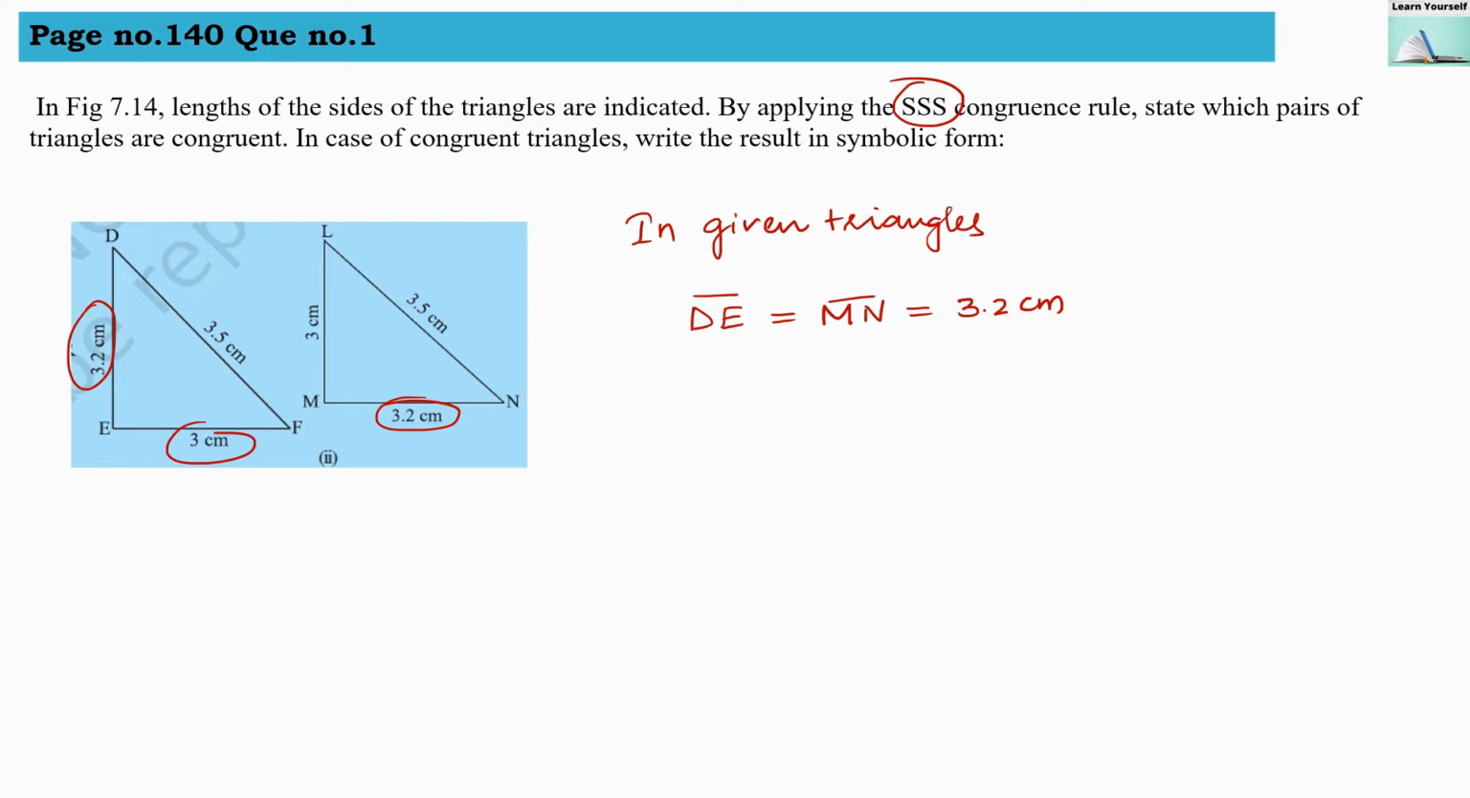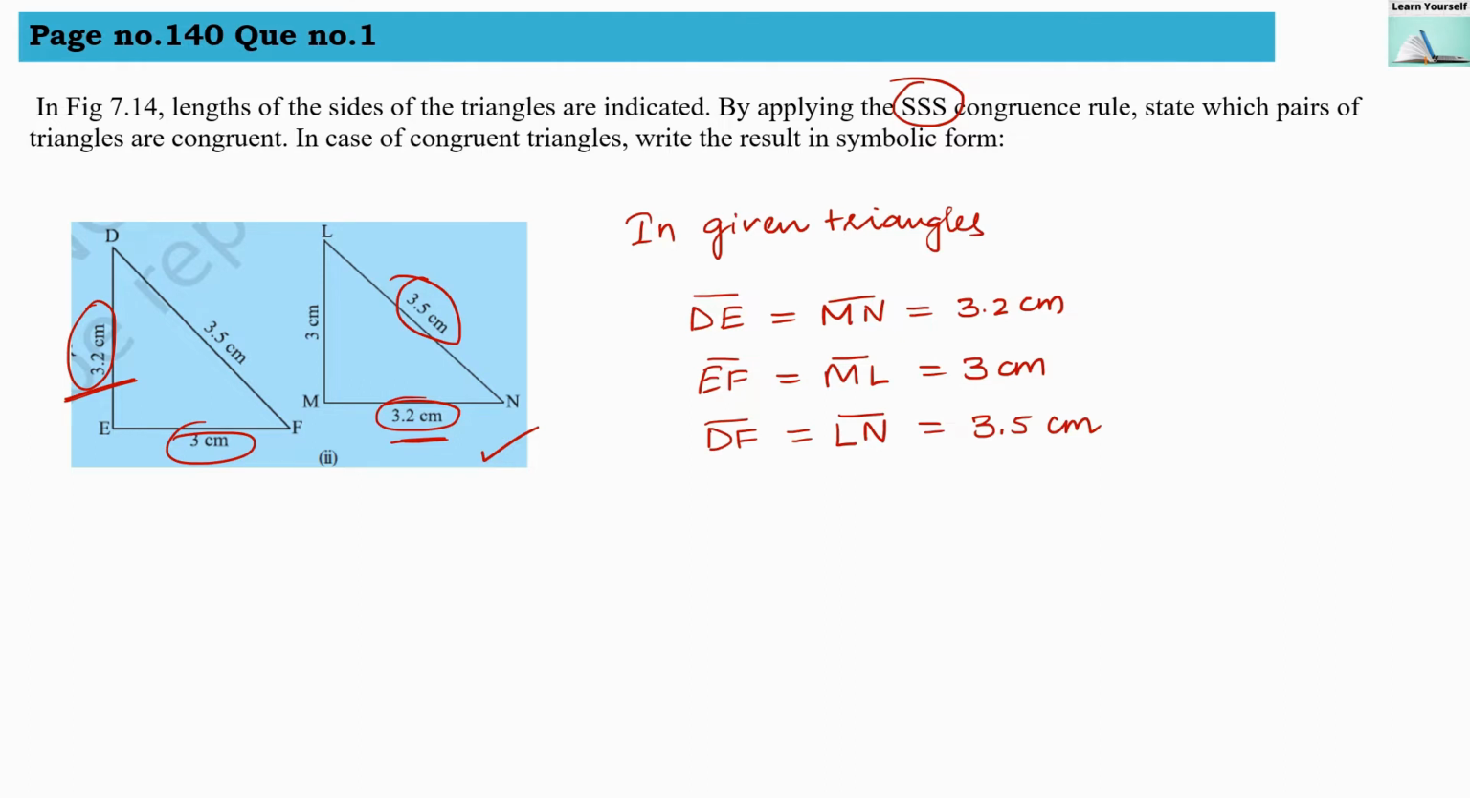Now second, EF side is equal to ML side, as they both are equal to 3 centimeter. Then the last one, DF side, is equal to LN side, they both are equal to 3.5 centimeter. Now, to write the congruency between two triangles, the angle should be equal. Before that, we have to find out the correct name for the second triangle, because they are not exactly in correspondence with each other. 3.2 centimeter is here and 3.2 centimeter is here.